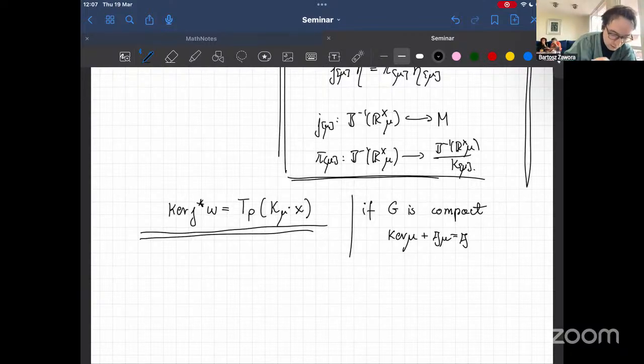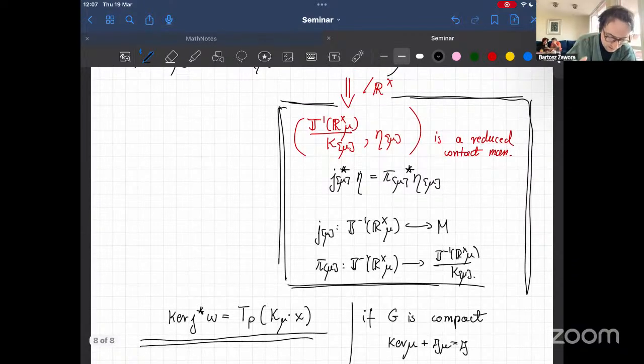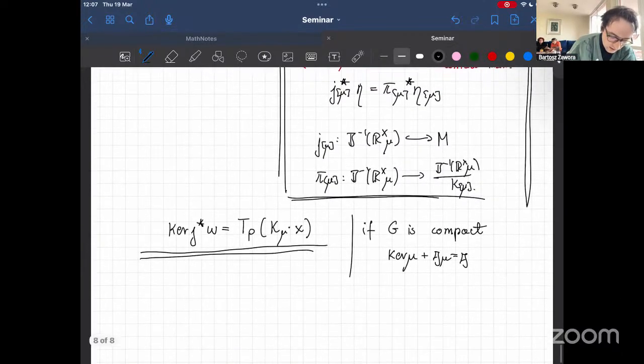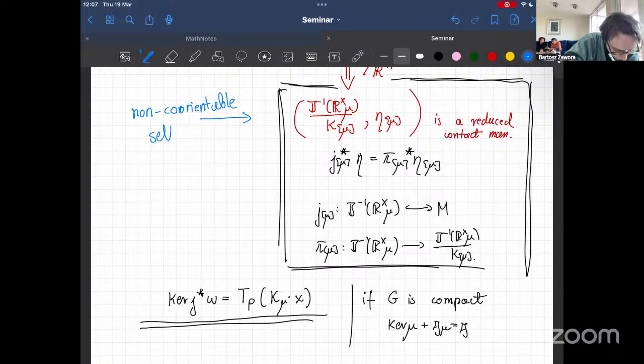However, the ideas, including treating general contact manifolds as one homogeneous line principal bundles, are still applicable, and one can generalize all this setting, this reduction, to the non-coorientable setting.